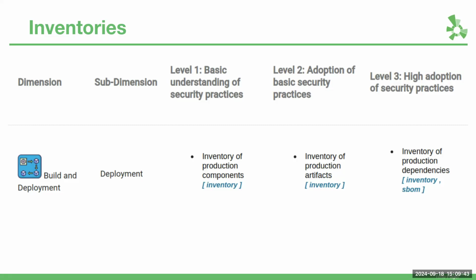Yeah, this is a basic understanding of a maturity model. Here you see 3 out of the 5 levels from DSOMM. You see only the dimension build and deployment, and from that only the sub-dimension deployment. And I just gave you the inventory related activities here. Normally we have much more dimensions in DSOMM.